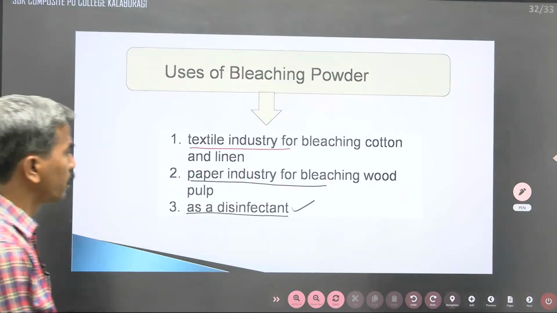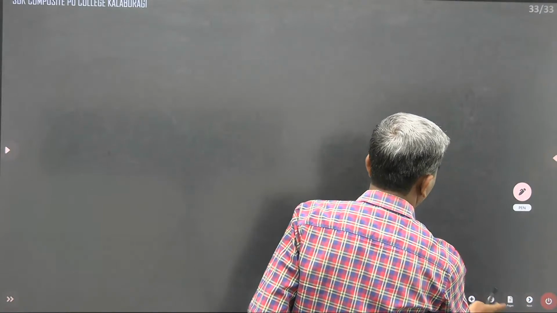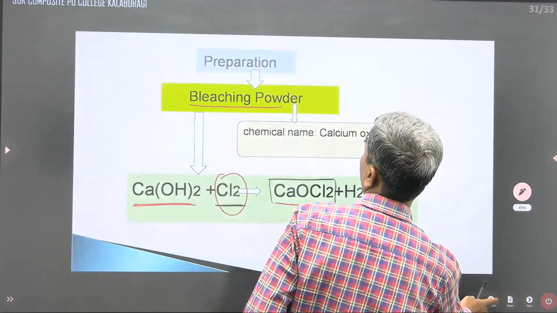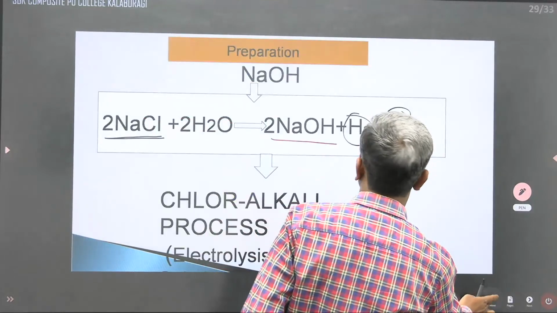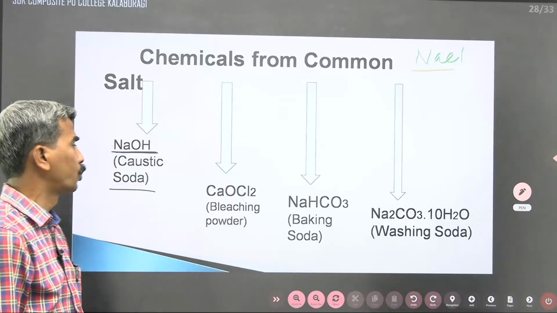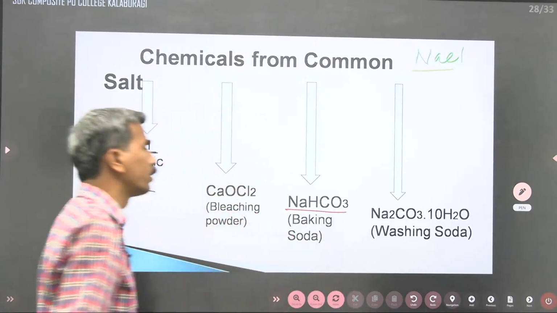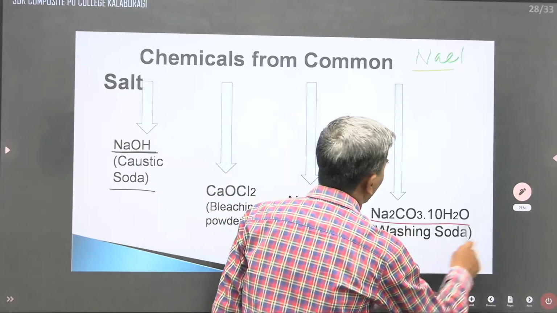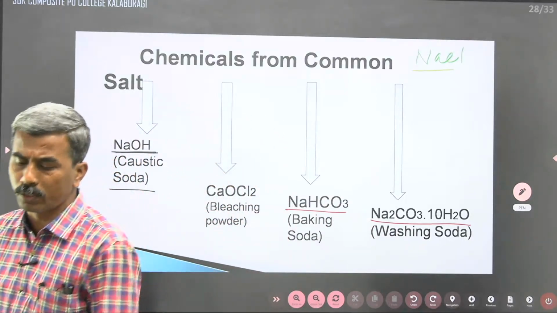Along with this, they have included some other compounds, which are going to be prepared from sodium chloride, that is, our common salt. Those two compounds are, one, sodium bicarbonate, which is known as baking soda, and another one, hydrated sodium carbonate, which is called washing soda.